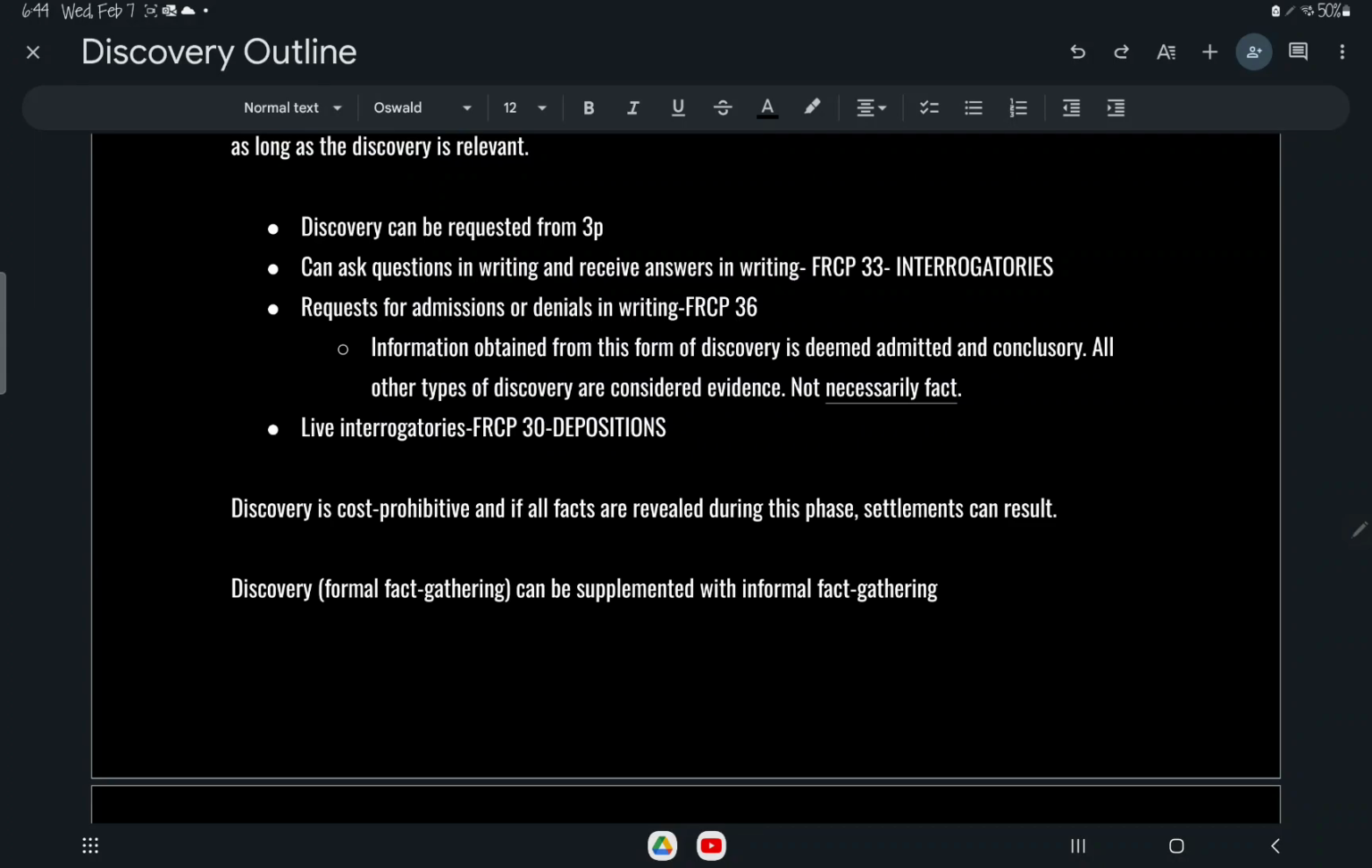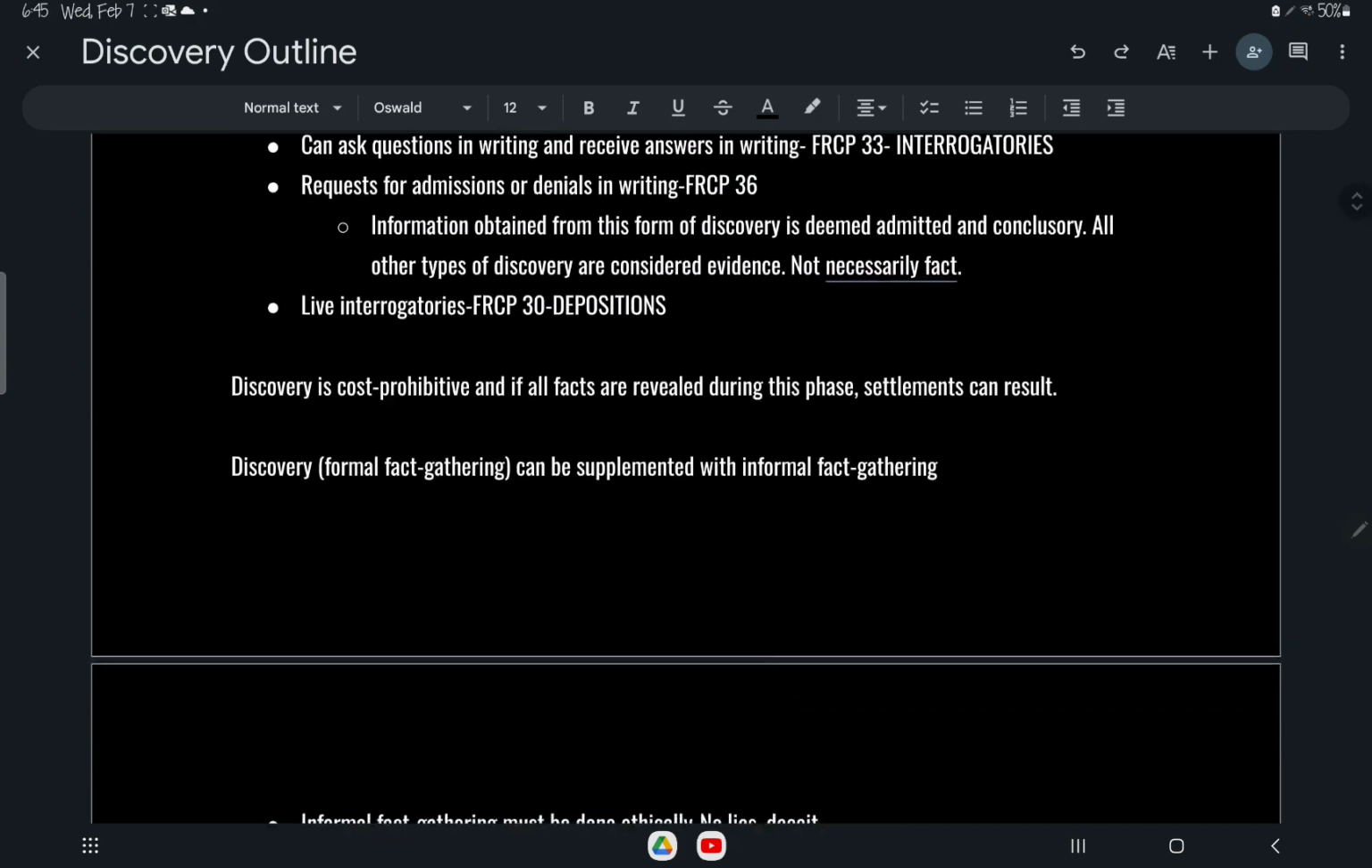In discovery, you can ask questions and receive answers in writing. These are interrogatories. There are also requests for admissions or denials in writing. Information obtained from this form of discovery, the request for admissions or denials in writing, is deemed admitted and conclusive. All other types of discovery are considered evidence, not necessarily fact. And of course, live interrogatories, which are depositions.